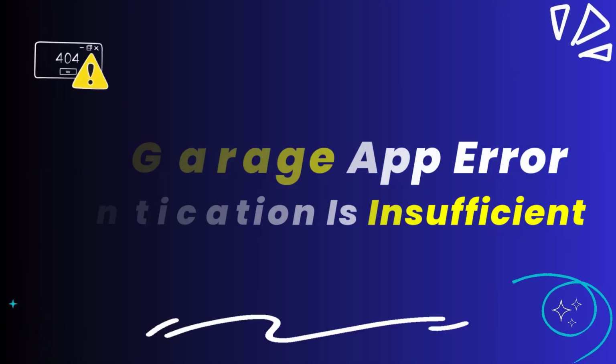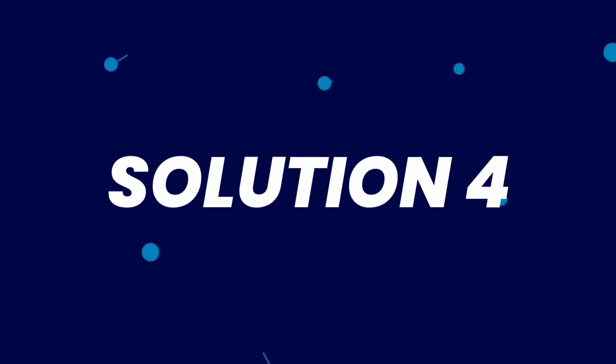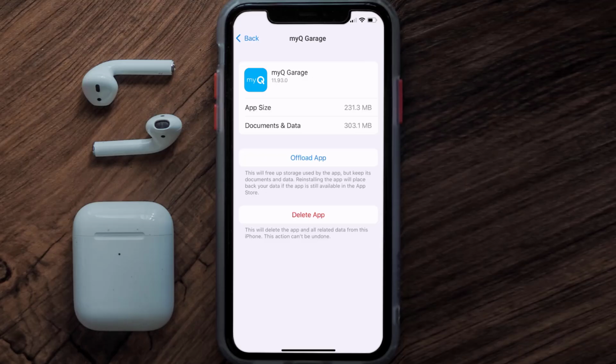This should fix the MyQ app error message authentication is insufficient, but if it doesn't, then you need to completely reinstall the app. Follow the on-screen instructions to navigate all the way to the app page. Once you're on this screen, tap on Delete App to uninstall the app from your device.